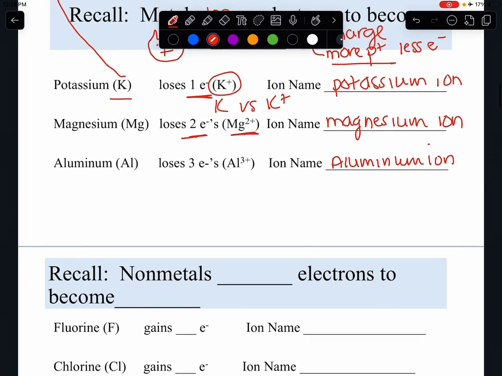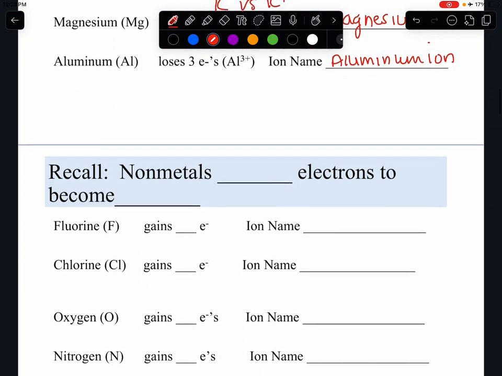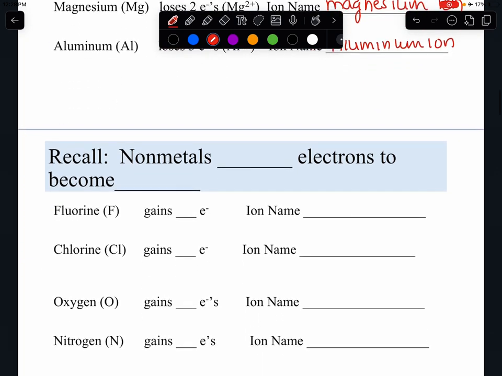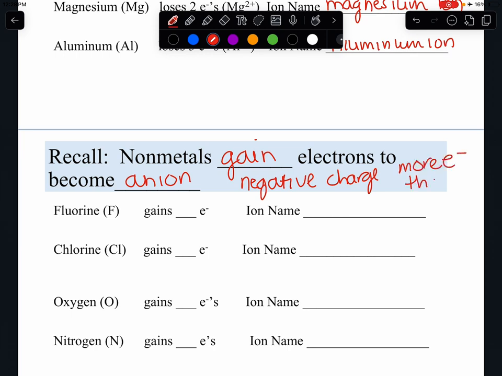All right, now, nonmetals is where the name actually changes. So nonmetals are closer to an octet, so they are going to gain electrons, and we call them anions when they gain electrons. Anions have a negative charge to them. Okay, and again, that is because there are more electrons than protons. So overall, that charge comes from an unequal distribution of negative to positive.